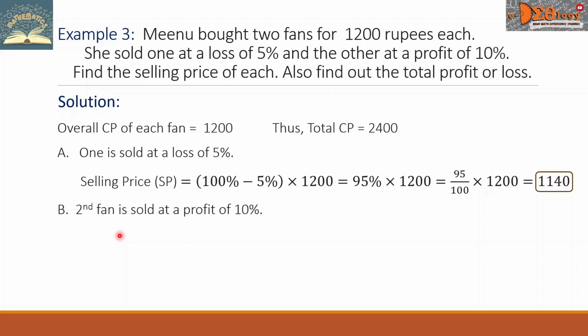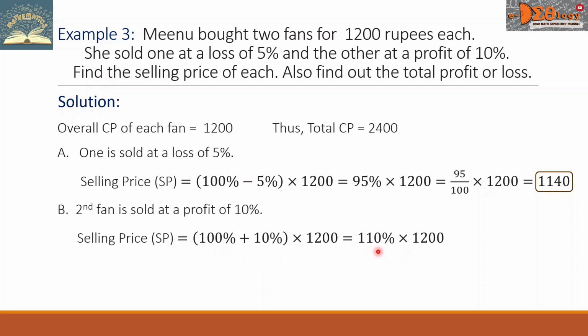Letter B, the second fan is sold at a profit of 10%. That means the selling price equals 100% plus 10%, then multiplied by 1,200. The sum here is 110% times 1,200. And this value we show as a fraction, 110 over 100 times 1,200. And we simplify this as 1,320.